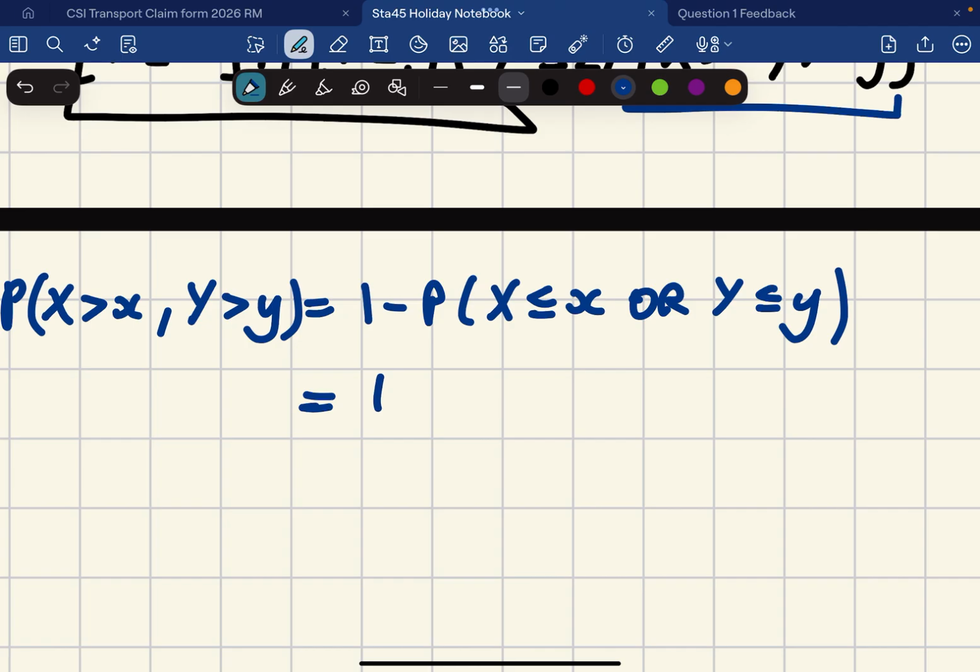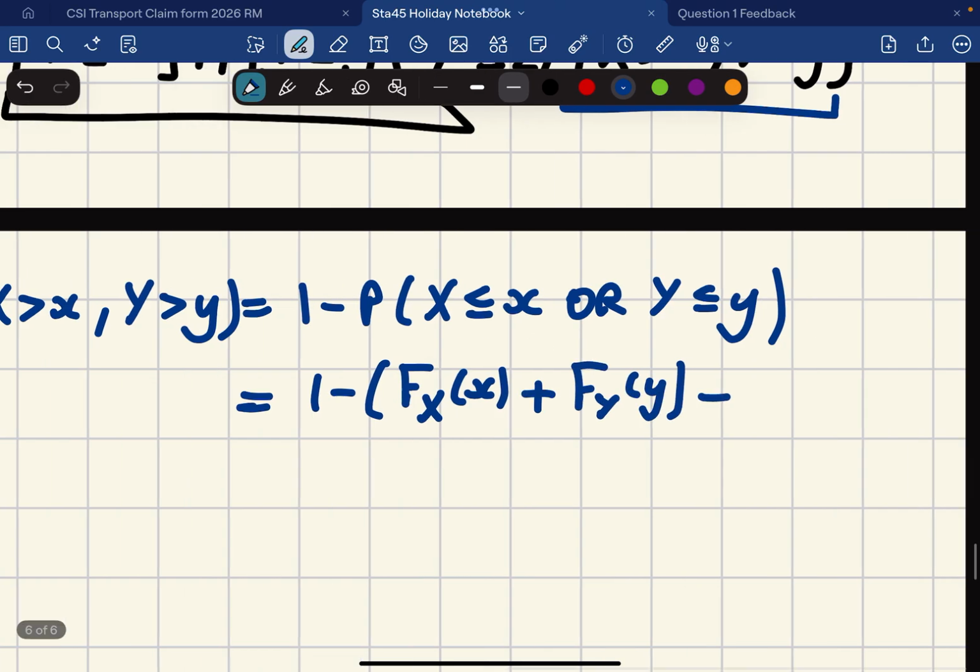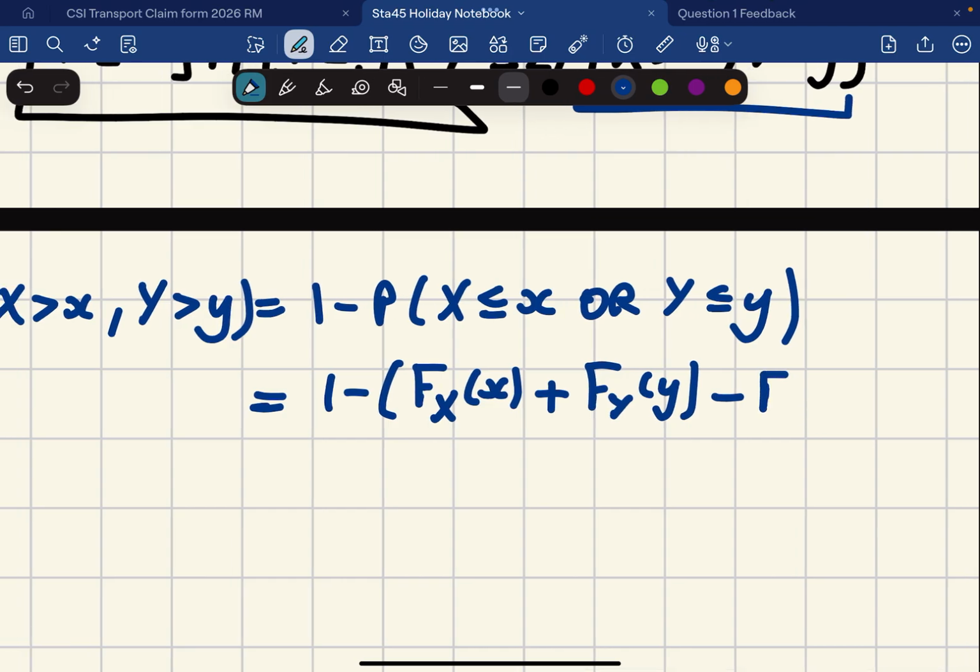Which will obviously be equal to the probability that x, remember this means that, right? Plus this minus that. Yeah, well, which is the intersection now. So you're just going to have this.